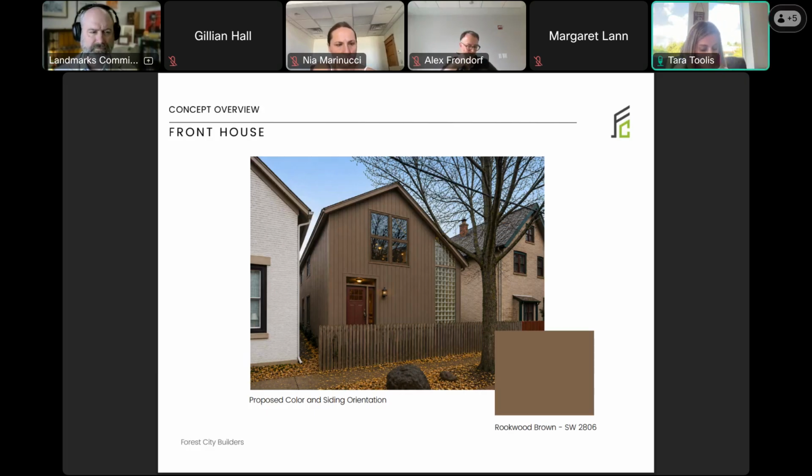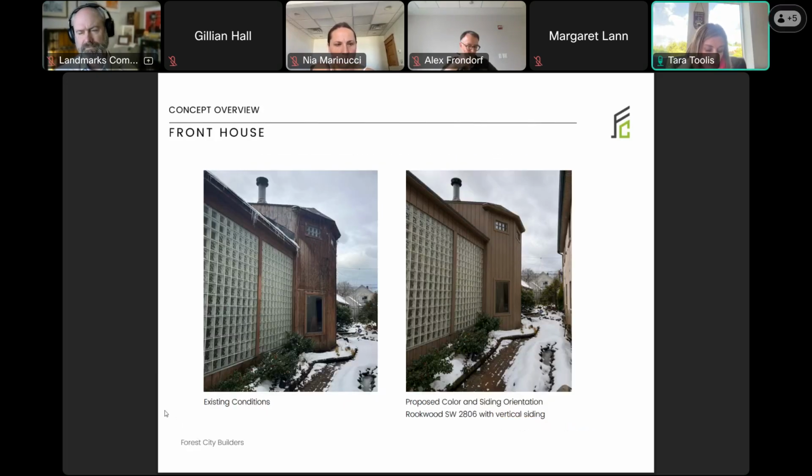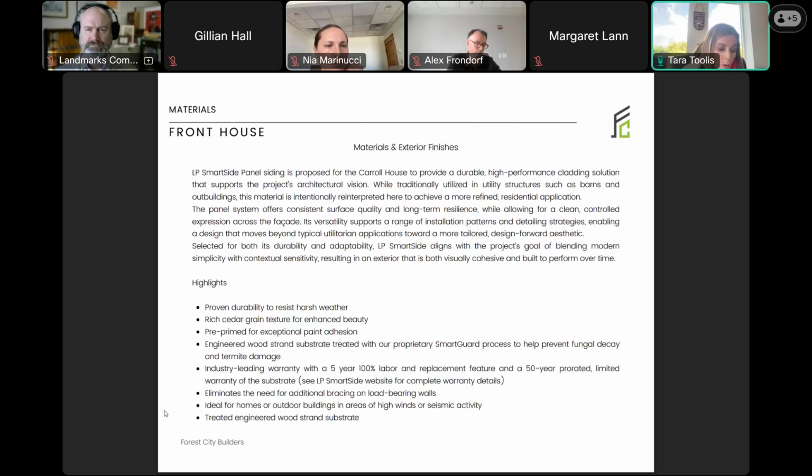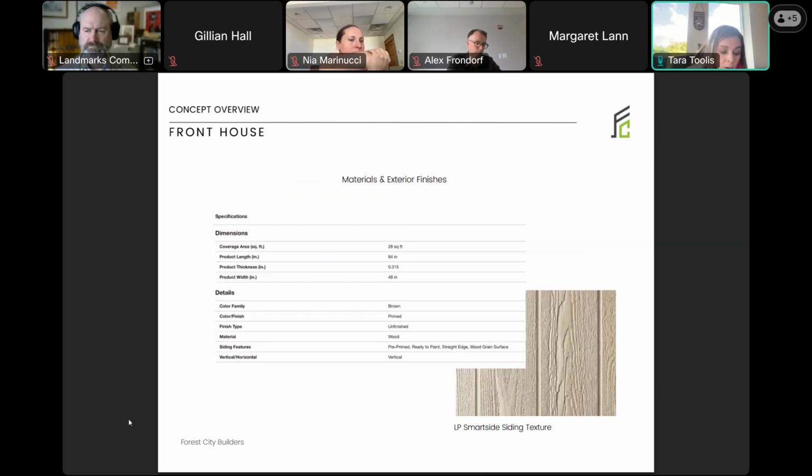So the proposed materials were selected not only for the aesthetics, but also for the longevity and long-term preservation of the property. The goal here with this project was to not dramatically reinvent the home, but rather to thoughtfully refine and update it in a way that feels cohesive, timeless, and respectful of the neighborhood's existing character. We believe the proposed material palette and detail achieve the balance while improving the long-term appearance and durability of the property.